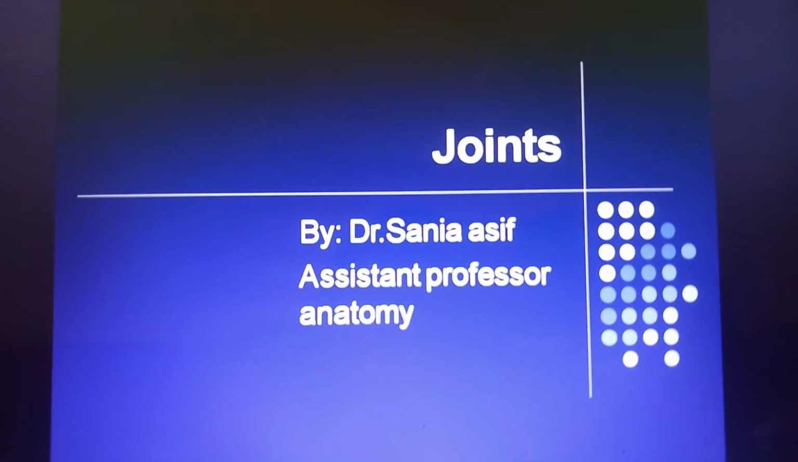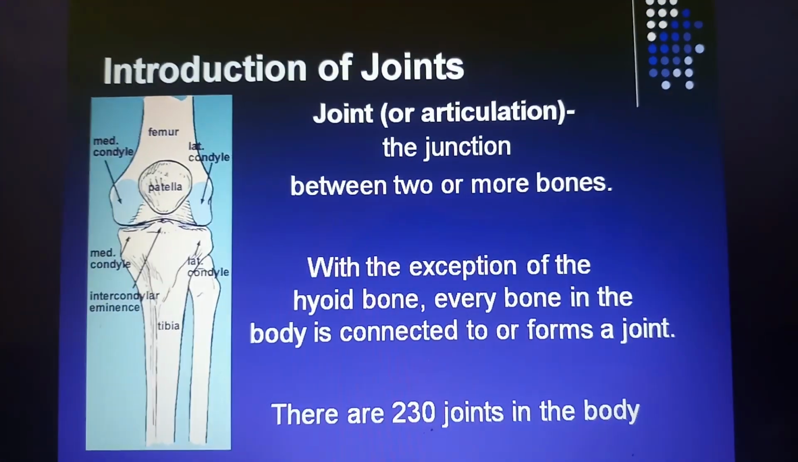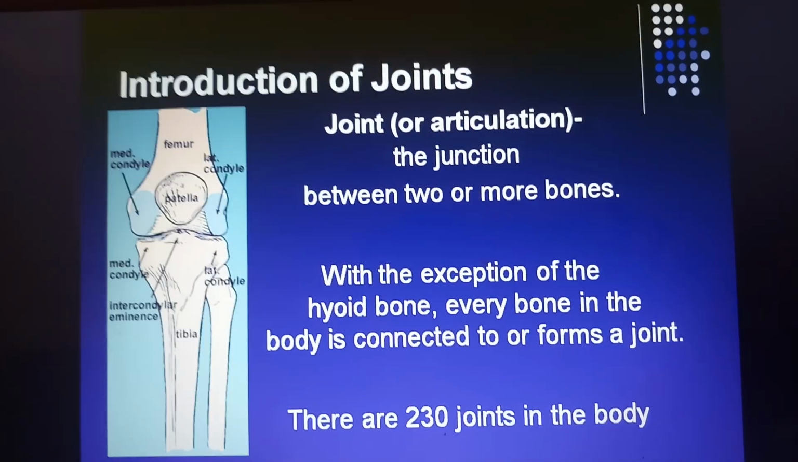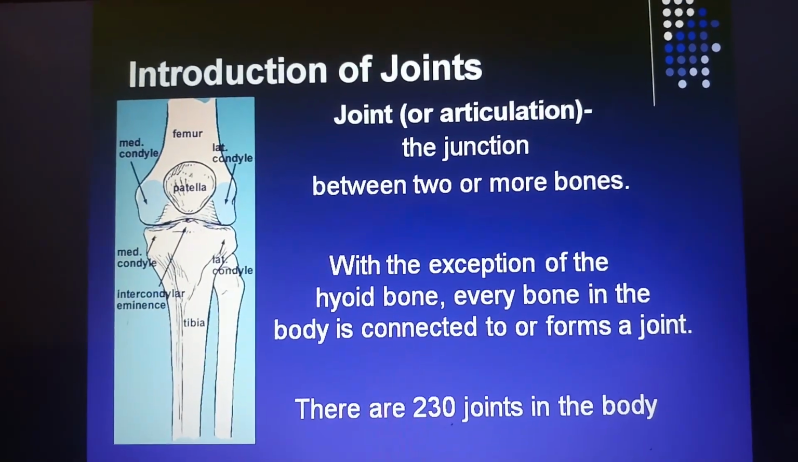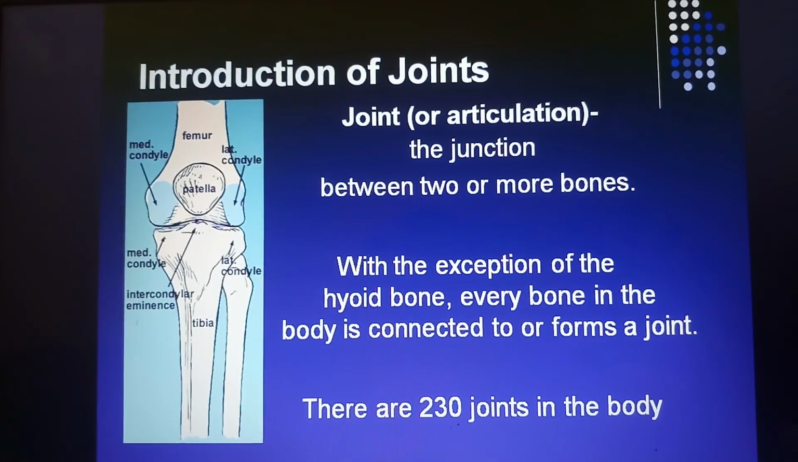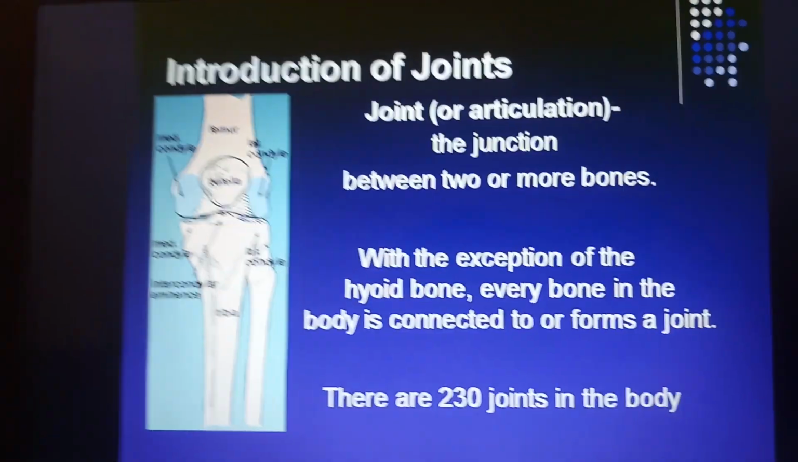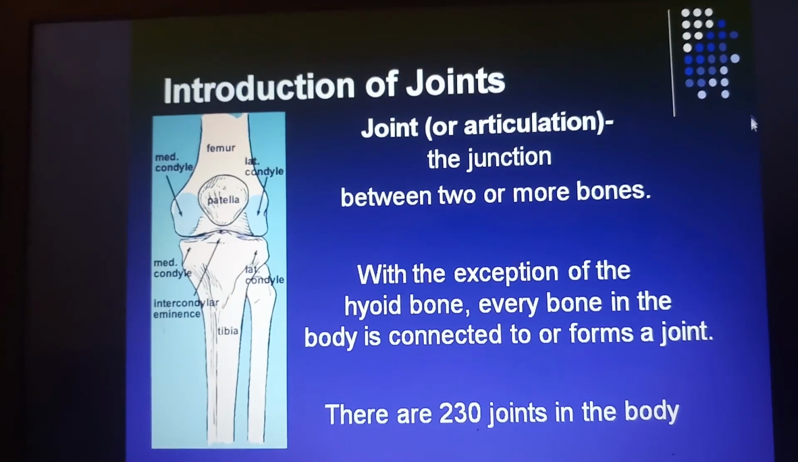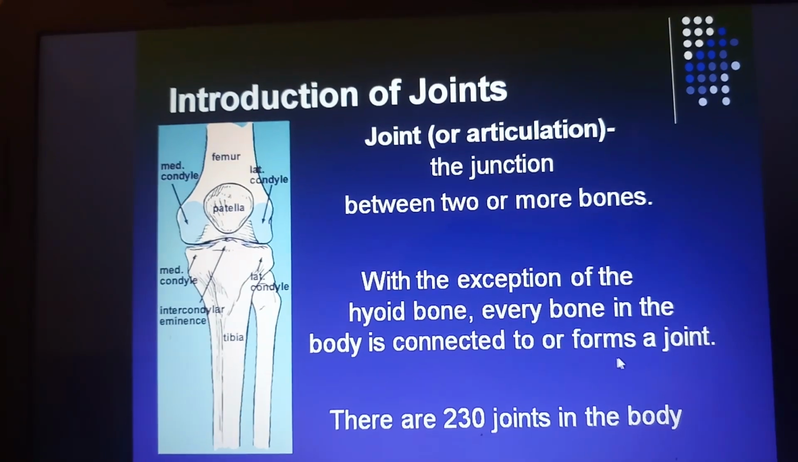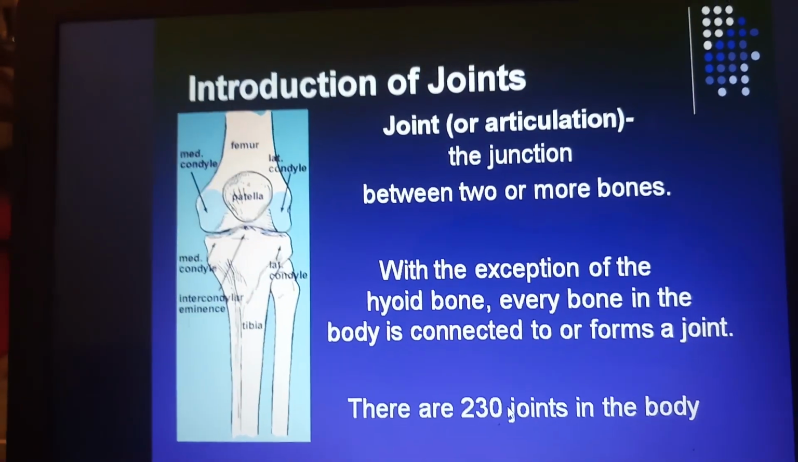Today we will discuss joints, their general anatomy. Firstly, the introduction of the joints. What is a joint? A joint is the junction between two or more bones. Where the two bones meet, there will be the formation of a joint. With the exception of the hyoid bone, every bone in the body is connected to or forms a joint. There are almost 230 joints in the body.